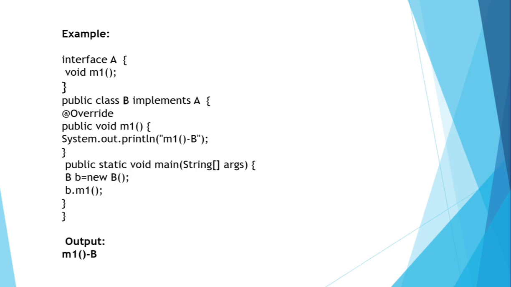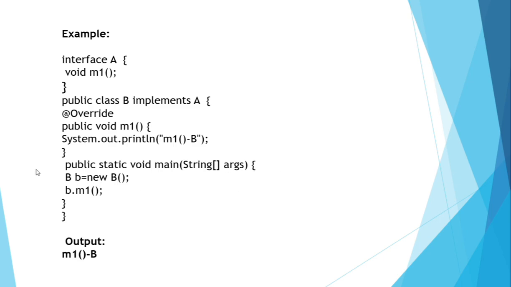Here B is a class. It implements the interface A. By overriding the interface method, we can provide the implementation for this method. Here the new implementation is M1 of B. Then public static void main, String args. This is the main method signature.